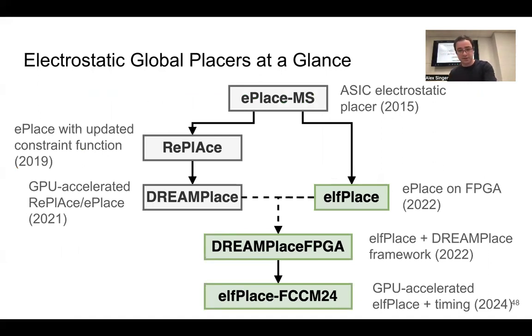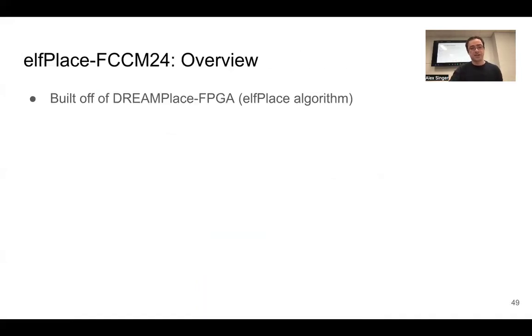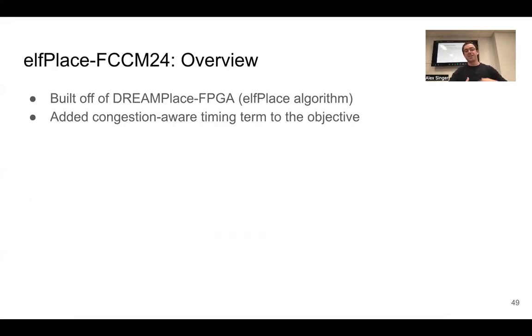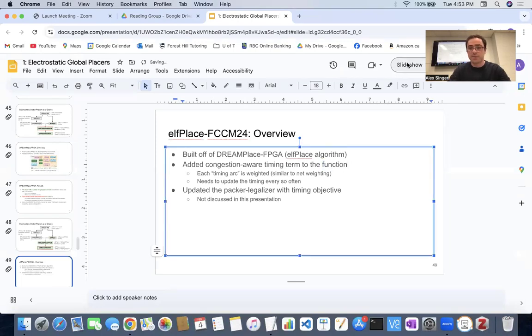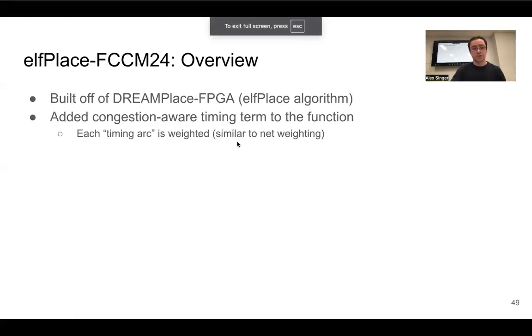I have 7 minutes to do this, but I wanted to talk about FPlace's FCCM paper from 2024, which took the DREAMPlace FPGA, which is GPU accelerated elfPlace, and added a timing term, basically making it timing oriented. How they did this was that they built off the DREAMPlace FPGA work or elfPlace algorithm. They added a congestion-aware timing term to the, actually, that's not correct, to the function, to the optimization function. That's actually important to say.